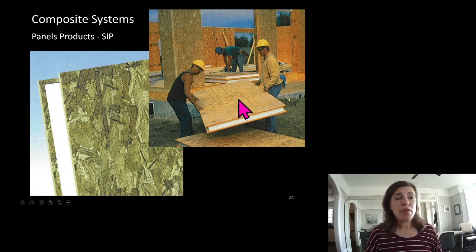SIP panels, where we've got plywood glued to Styrofoam or foam of some sort glued to another piece of plywood. Instead of just having two pieces of plywood, we have a top and bottom chord of one deep beam.